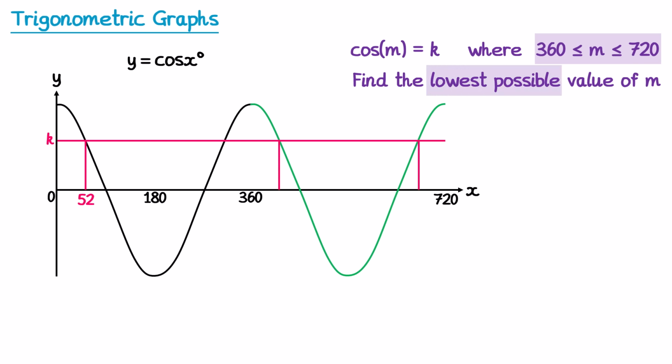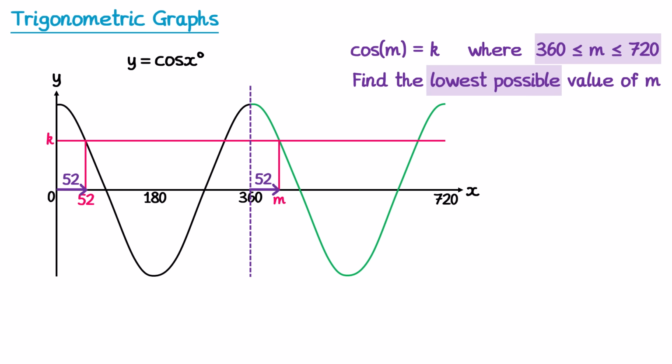But the question does say to find the lowest possible value of m. So we're only interested in the lowest possible solution, which would be this one here. So we just need to work out what this value of m would be. Now there are 2 ways that you could do this. We could draw a dotted line down through 360 like this, and the distance between 0 and 52 must be the same as the distance between 360 and m, so 52. So we could just do 360 plus 52.